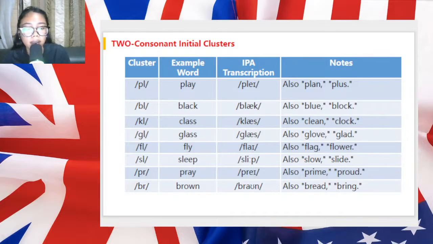So moving on, this slide provides us with some direct examples. Let's start with two consonant initial clusters, which we just defined. You will see a table here that lays out these patterns very clearly. In the first column, we have the cluster itself, represented by its IPA symbols, showing the two consonant sounds together. The second column gives you an example word that uses the cluster at the beginning. Then, importantly, the third column is the IPA transcription for the entire word, so you can see exactly how it's represented phonetically. And finally, the notes column offers a few more related words that use that same cluster.